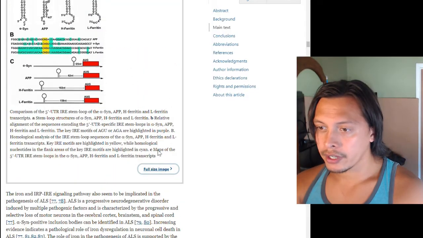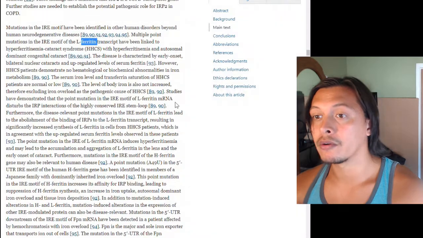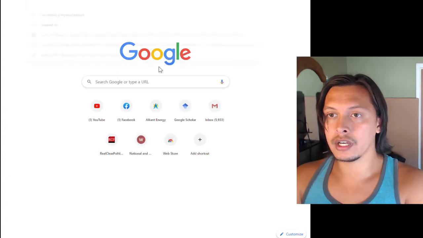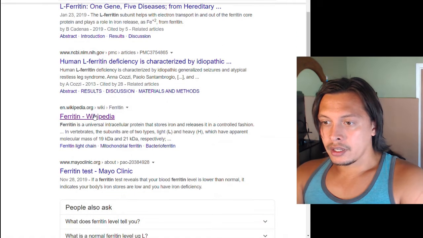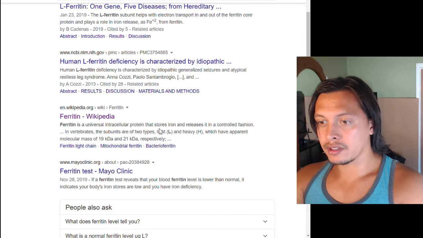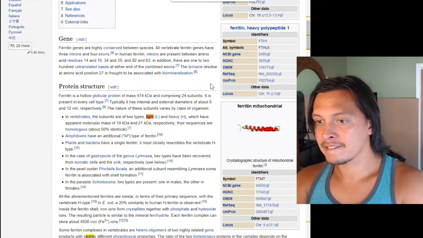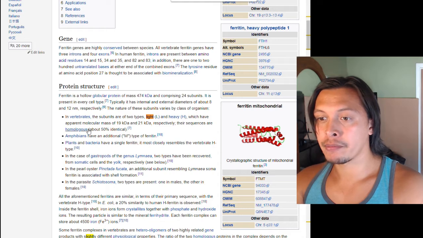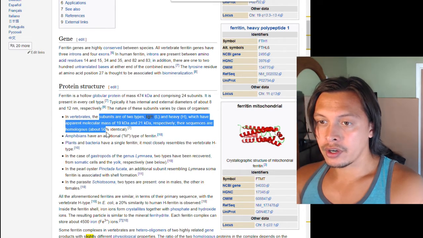And I wonder if L-ferritin is explicitly for the liver. You know what? Let's look this up. L-ferritin. So yeah, it means the light chain. So in vertebrates, the subunits are two types, the light and heavy chain, which have apparent molecular masses of 19 and 21 kilodaltons.